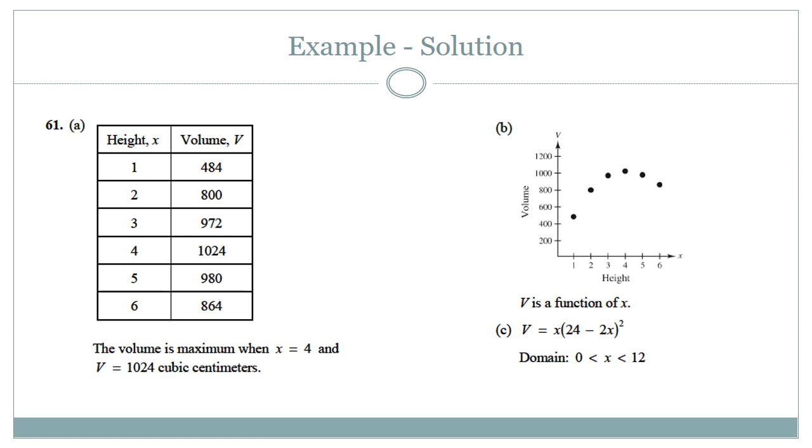The domain is between 0 and 12. The reason for that is if our side is going to be 24 minus 2x, we don't want that to go below 0. So the most that x can be is 12, and actually it can't be 12, it needs to be less than 12. Also, x is a dimension of height, and so it needs to be larger than 0, or we don't have a box at all.